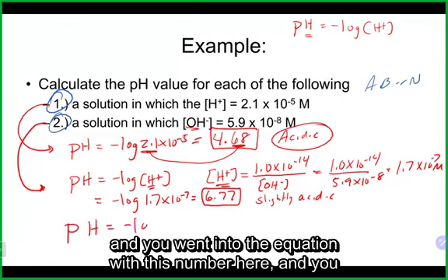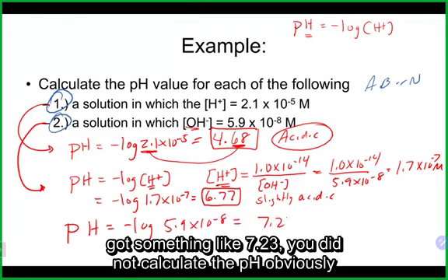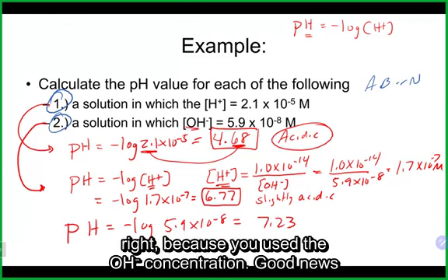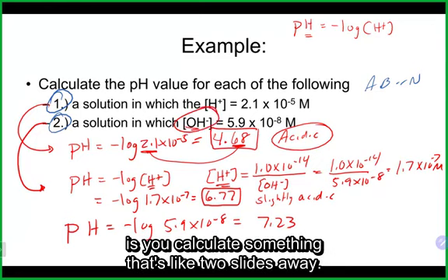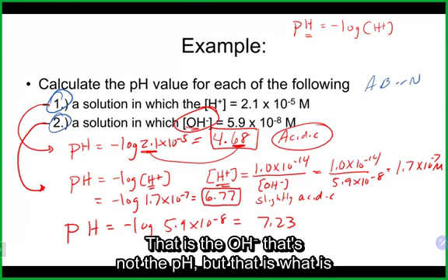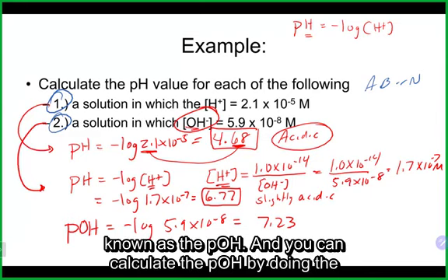and you went into the equation with this number here, and you got something like 7.23, you did not calculate the pH, obviously, right? Because you used the OH minus concentration. Good news is you calculated something that's like 2 slides away. That is the OH minus. That's not the pH, but that is what is known as the POH.